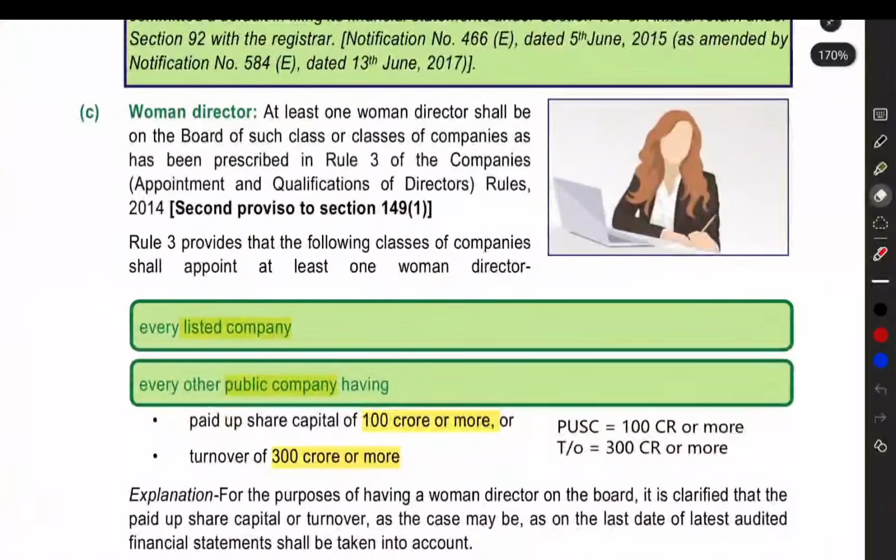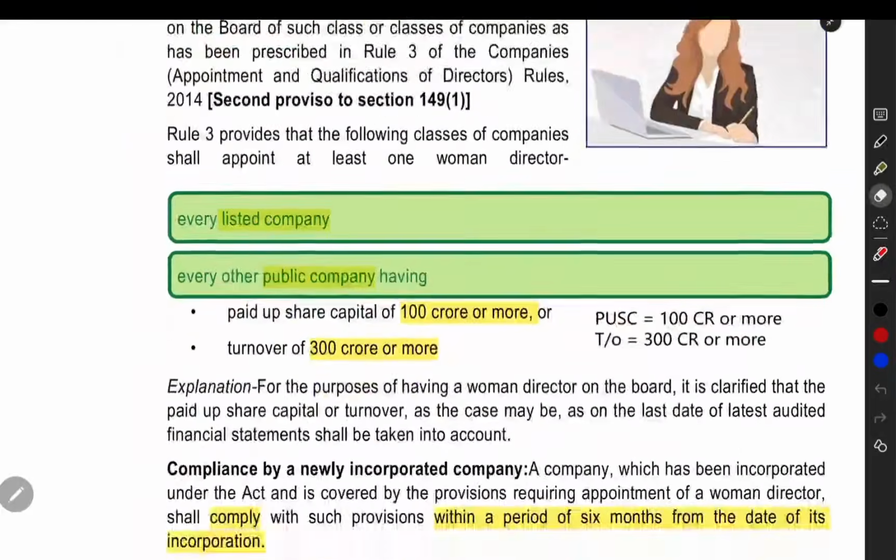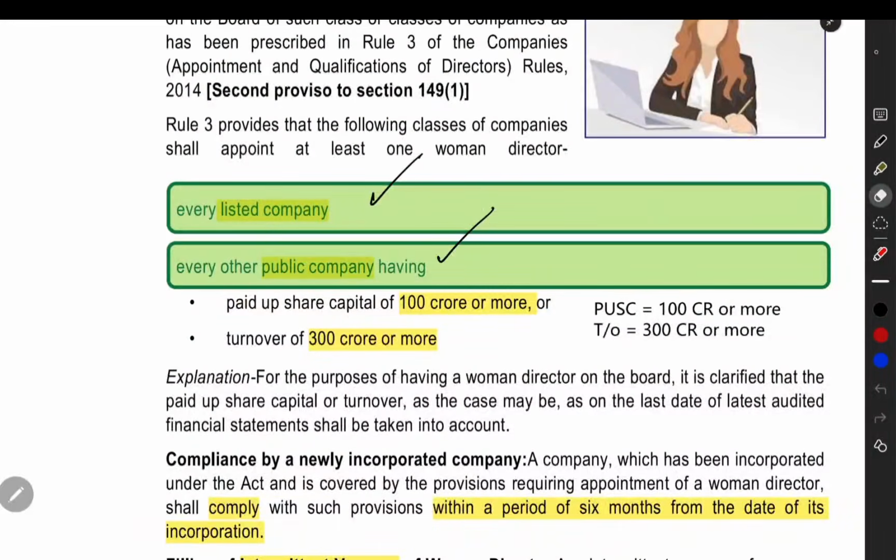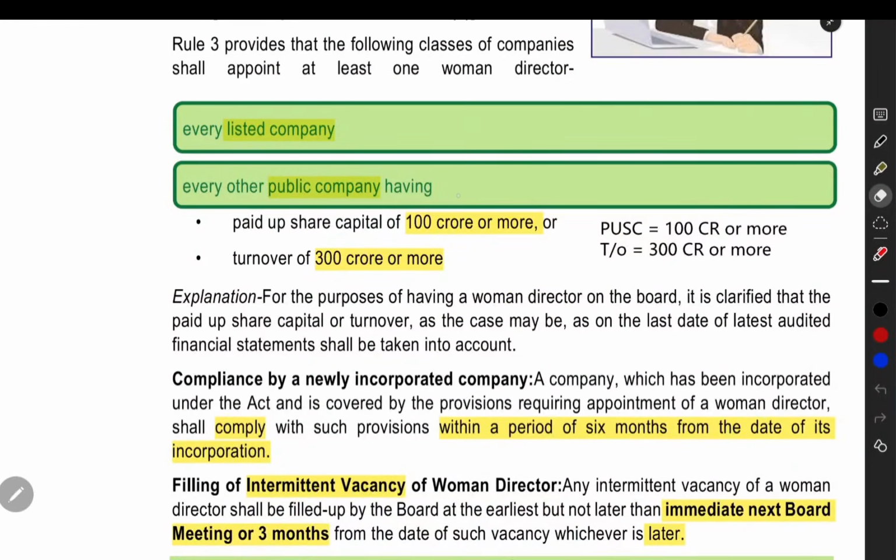Next, woman director. At least one woman director should be in the board of a listed company and other public companies. The other public companies which satisfy this condition: the paid up share capital should be 100 crore or more, turnover should be 300 crore or more. If this limit is satisfied, then the other public companies should also appoint a woman director.